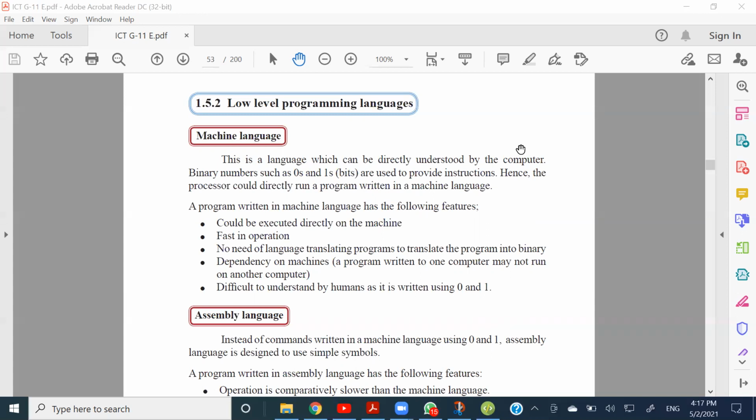It depends on the machine, right? And it is difficult to understand by humans, since it is ones and zeros. Now, if someone presents you a punch card and asks you to read it, you will be able to read it using ones and zeros, but you won't be able to say what is there in a human readable language. Right?